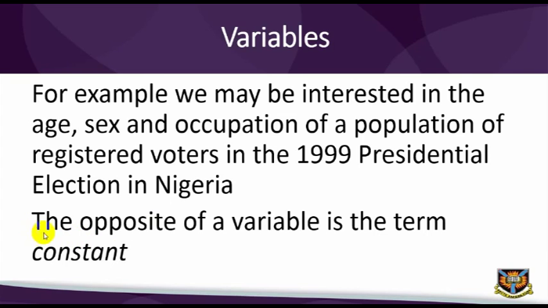The opposite of a variable is the term constant, which signifies that members of the unit or group have the same magnitude of the characteristic of interest. For example, the number of hours in a day is constant. It is always 24 hours.